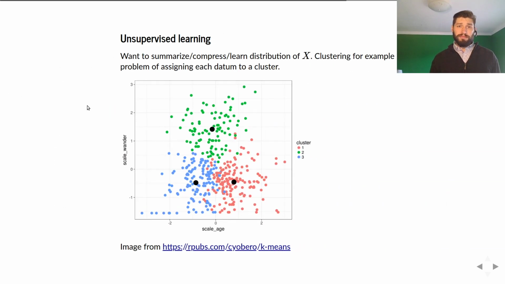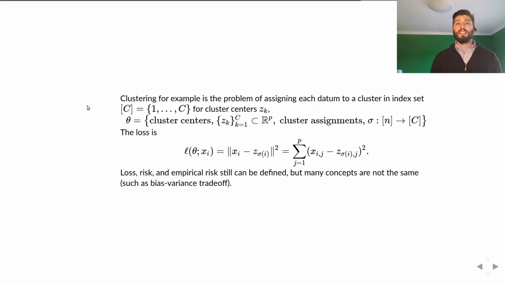And now another example; that was binary classification. Another example is unsupervised learning, right? Typically we are thinking of losses in the supervised learning context, but it also holds for unsupervised learning. So we want to summarize, compress, or learn a distribution of X. That's what unsupervised learning is. Clustering is an example of this, where we just assign each datum to a cluster. So for each data point, we say they belong to either cluster 1, 2, or 3. That would be clustering into 3 clusters.